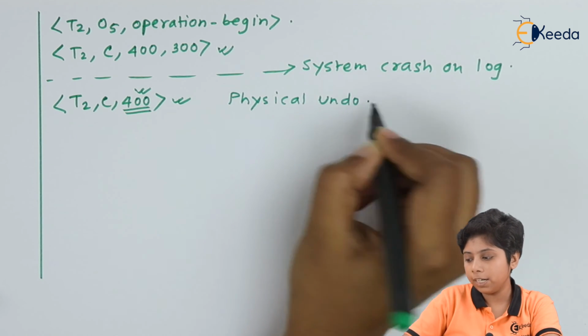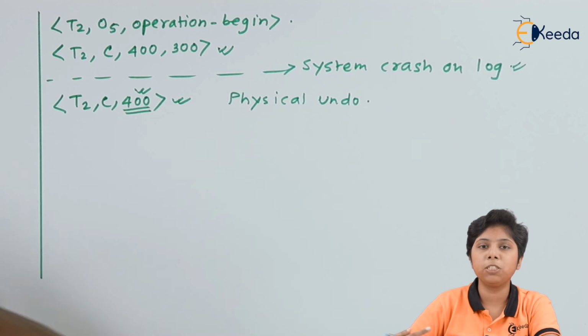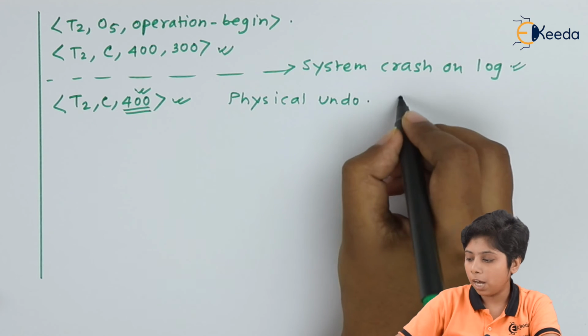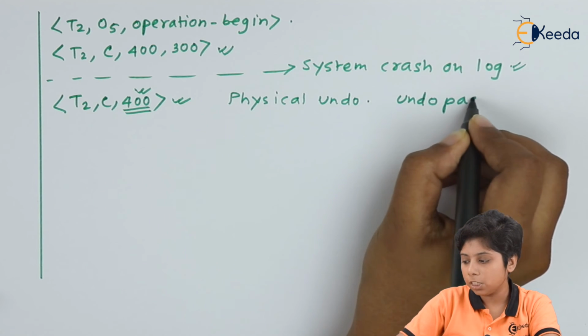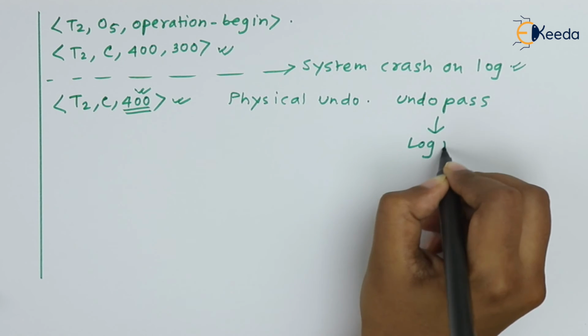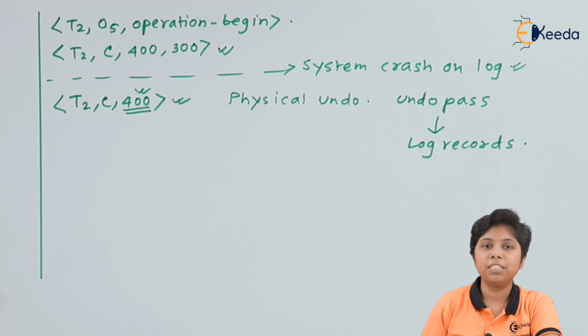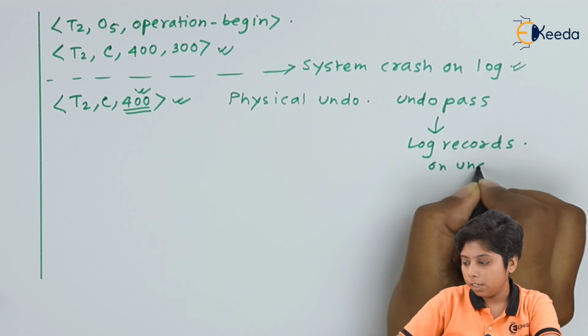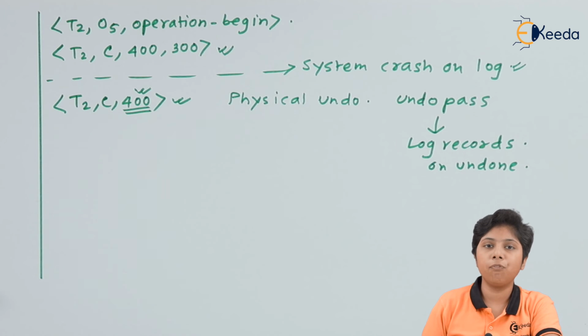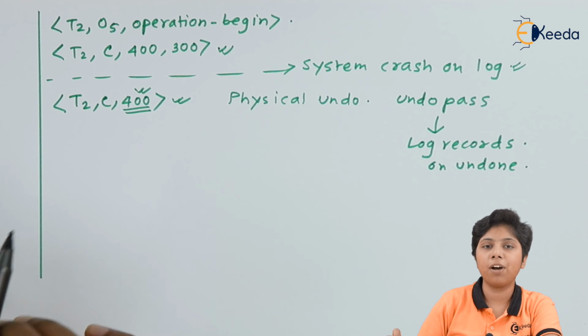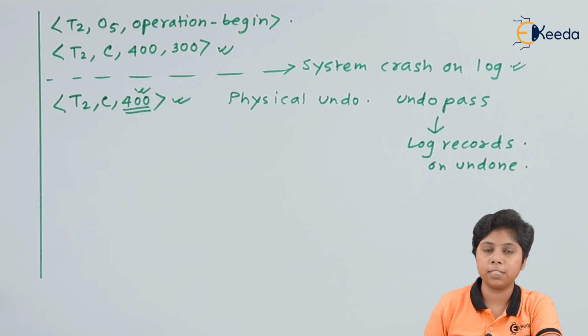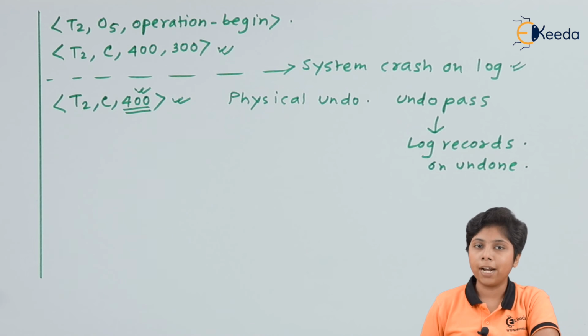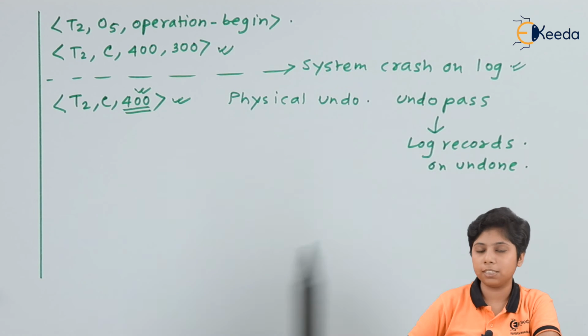Now we can see that there is a system crash on the log, so there are two passes that we can make. One is an undo pass and the other is a redo pass. The undo pass will consist of all the log records that we have on this undo list. So all the log records on the undo list will be considered for the undo pass. Till now we have undone on a logical basis and physical basis for the B and C values for transactions T0 and T1. So that will be undone for this particular system crash.